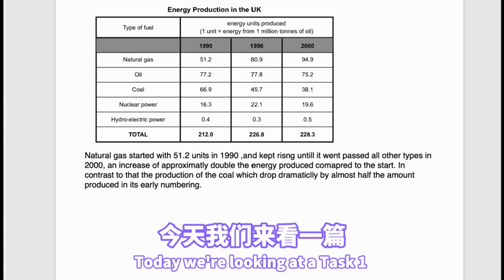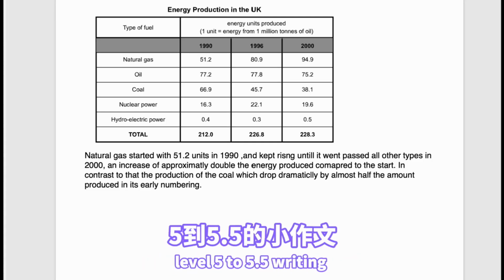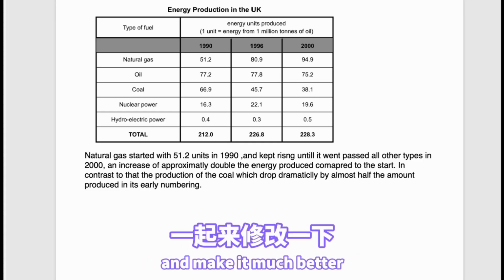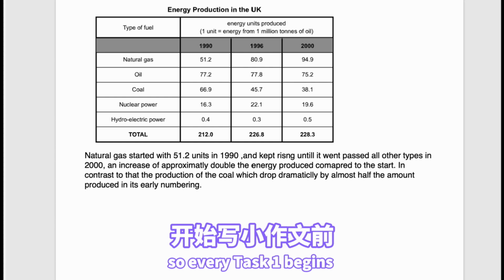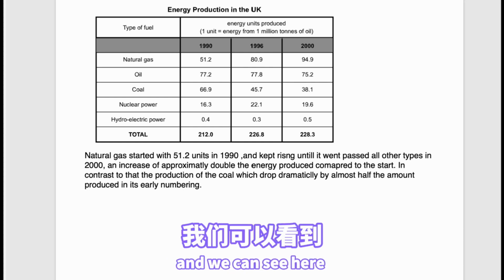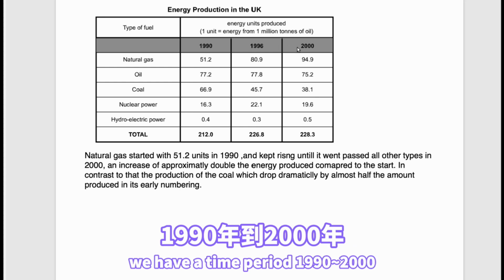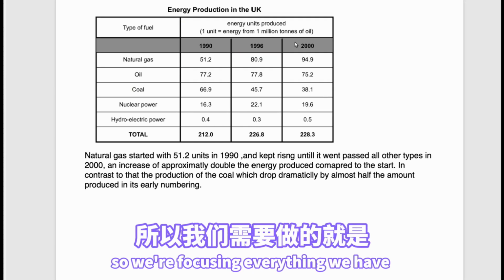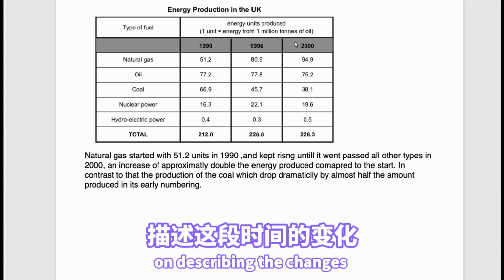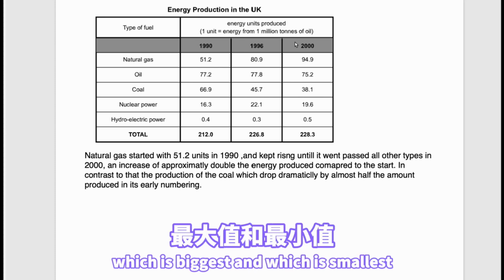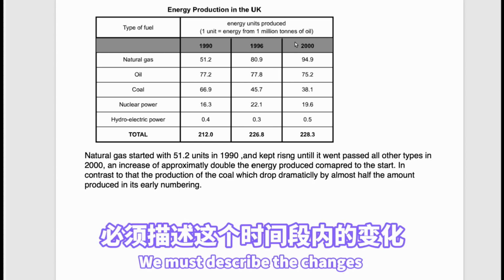Today we're looking at a task 1 and we're going to take some level 5 to 5.5 writing and make it much better. So every task 1 begins with analyzing the task, and we can see here we have a table, and most importantly we have a time period from 1990 to 2000. So we're focusing everything we have on describing the changes over this time period. We're not only describing which is biggest and which is smallest, we must describe the changes.